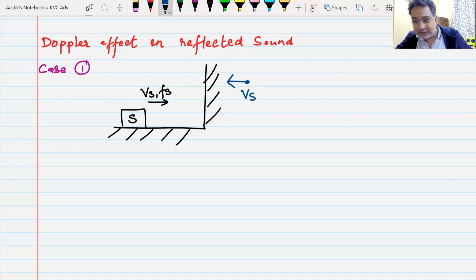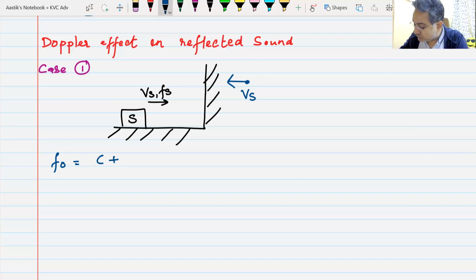So if this person will be hearing the sound at a different frequency, he also becomes the observer and he's also the source which is emitting sound. Yes or no? So he also becomes an observer. What is the frequency of the reflected sound that he will hear? The frequency of the reflected sound that he will hear, if I call it F naught, this F naught will be equal to how much?